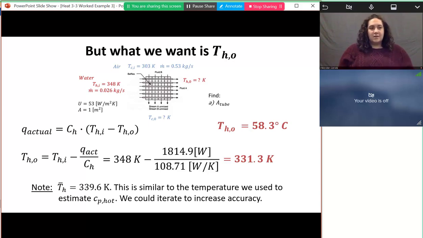So here we could go back, and we assumed an average temperature for T hot. And it's not that far off. You can always increase your accuracy if you want to iterate. We could go back and do this whole thing and keep doing it on a loop until the T hot average that we find was equal to the T hot average that we assumed. But honestly, the specific heat is a pretty weak function of temperature, so I wouldn't spend time doing that. Unless your application required a very accurate answer, then you'd have to do that.